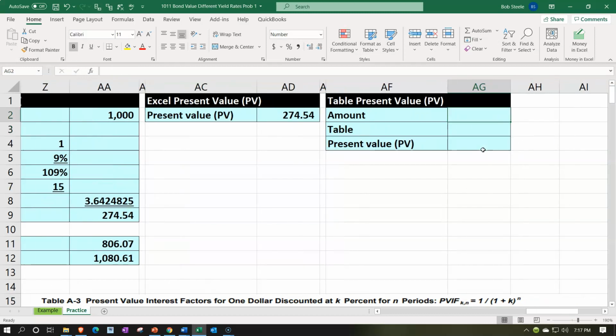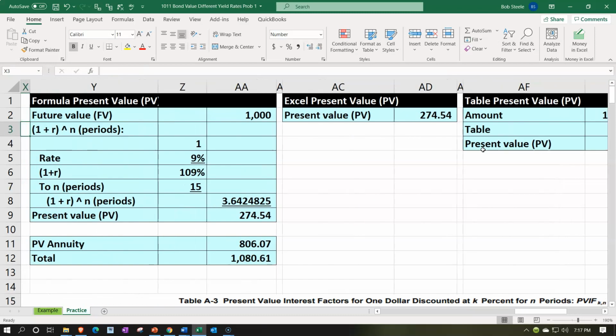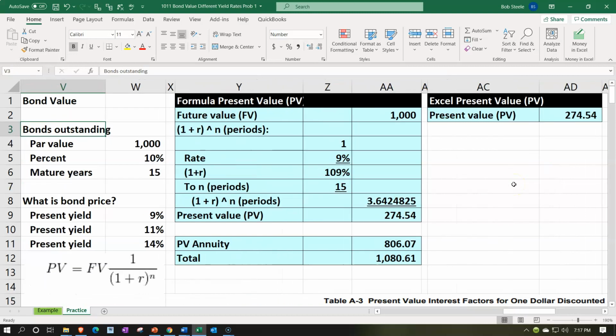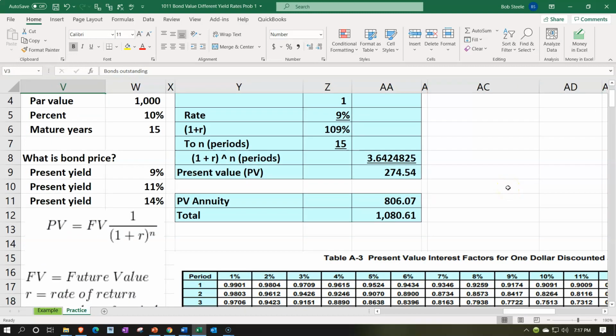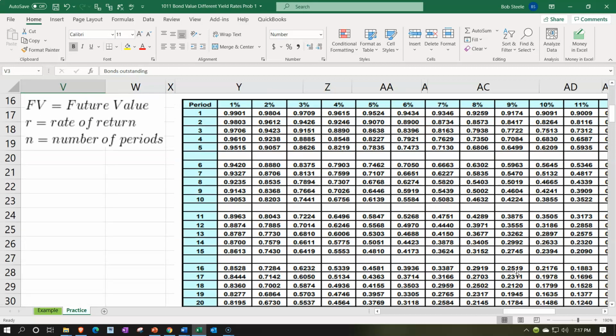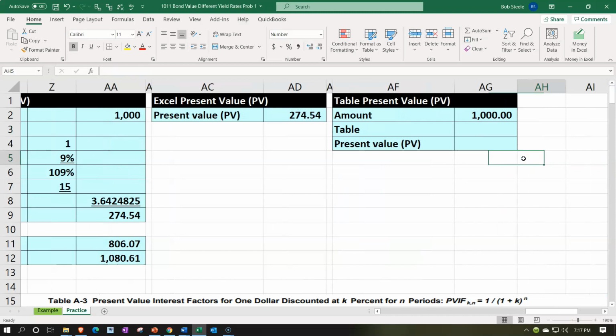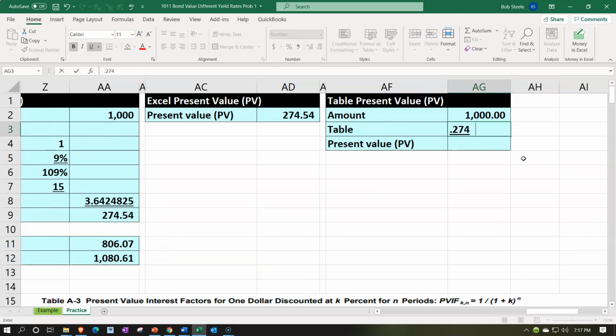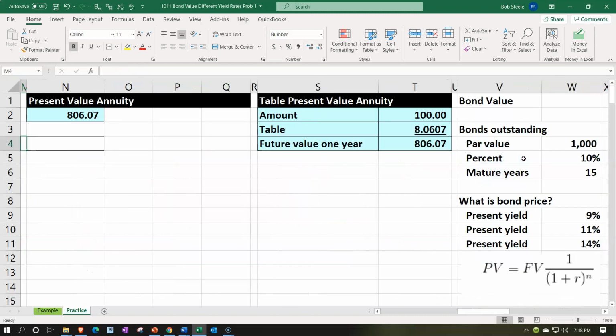Let's do it with the tables this time. Table time. Tables 1,000. Making sure we have the proper table, this time a present value of 1 table. Our assistants have helped us out and always have the right table down here. We have 9 and 15. That's going to be the 0.2745. So multiplying that out, 1,000 times 0.2745 gives us that 274.50 again.